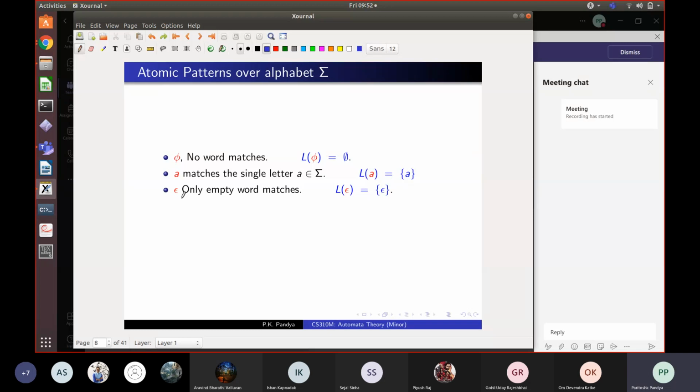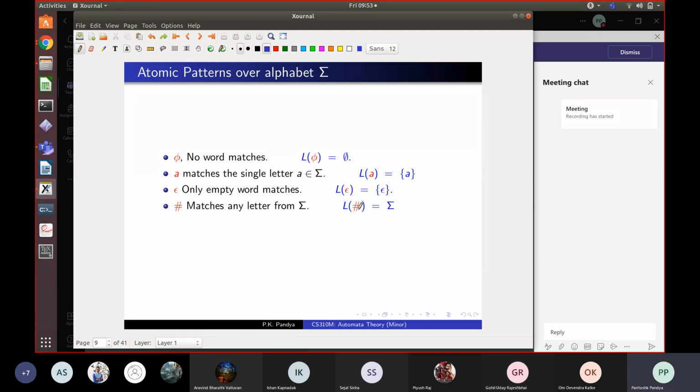This may be a little bit unclear, but you will get it clear once you see uses of these things. Just remember this definition. So we have three kinds of atomic patterns: symbol phi, symbol A for every letter A in sigma, and red epsilon. Then we have a hash symbol, and hash symbol matches any single letter from sigma.